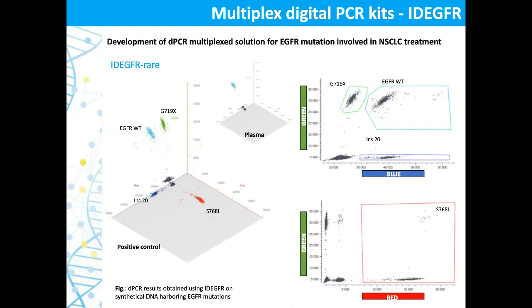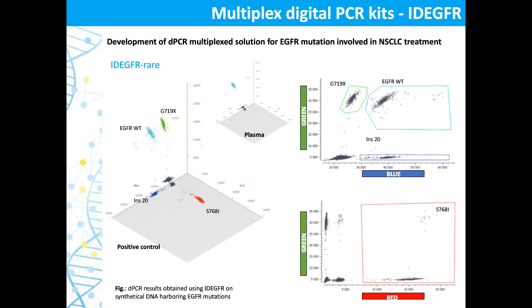Regarding the ID EGFR for the rare mutations, this one also is quite easy to analyze. So you have the EGFR wild type in the light blue, insertion of the exon 20 in the dark blue, mutation on the exon 18 in green, so the G719X, and the point mutation in the exon 20, the S768I in red. So in the 2D dot plot, as previously, really easy to analyze.